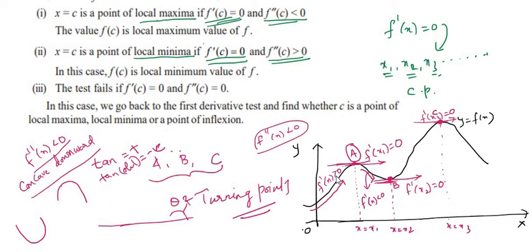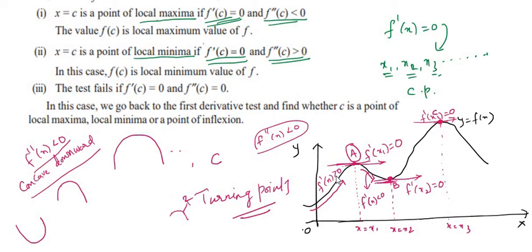Concave downward means like an n. Concave upward means like a u. Understood? That's all. Therefore, concave downward, and concave upward is like a u. Here I will be getting a point of maximum. Here I will be getting a point of minimum. Therefore, whenever we have f double dash of x less than 0, then that point will be a point of maximum.